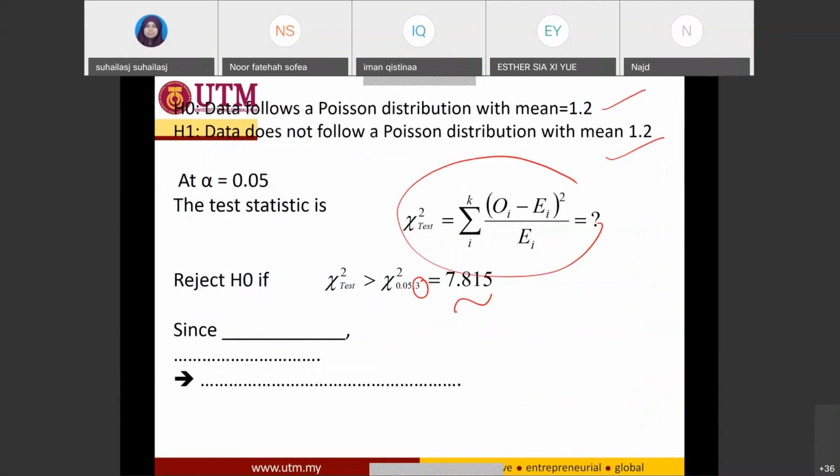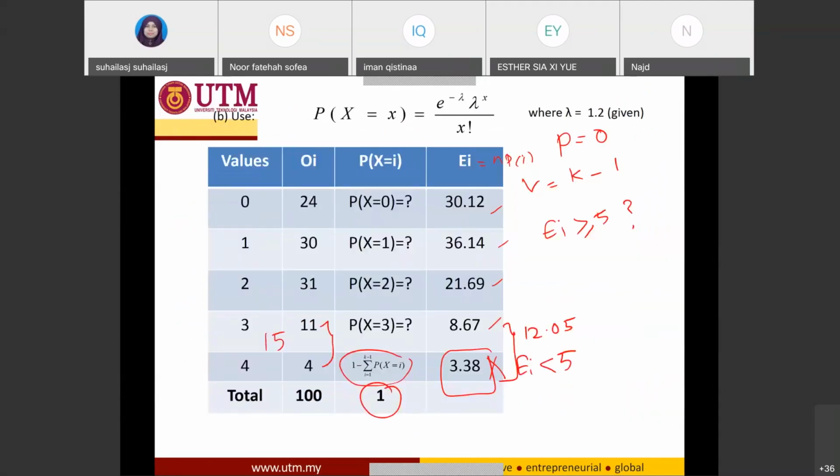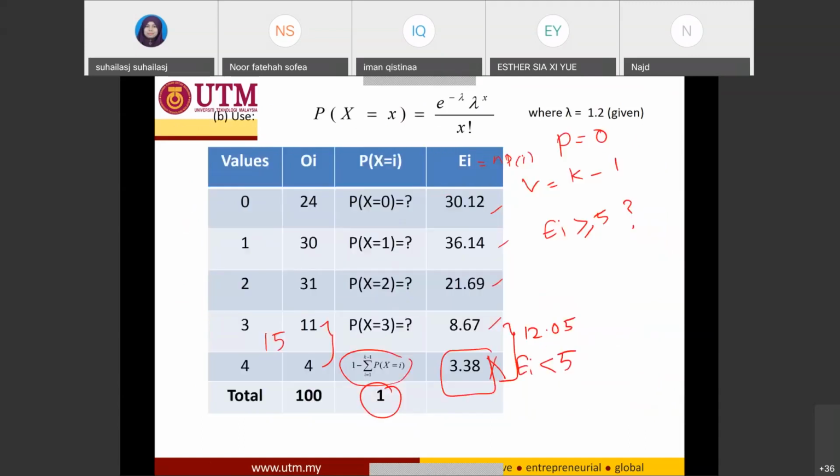with mean 1.2. Okay, that is basically when you have your EI less than 5. Lambda is given, but the EI of the categories is less than 5, so combine categories, so your categories are reduced by 1. So that is the second case. The first case is as usual.